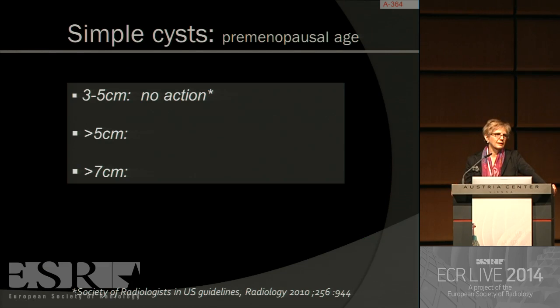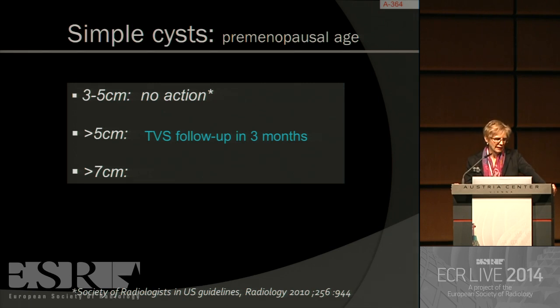So as these functional cysts are so commonly found, the Society of Radiologists in Ultrasound has recently suggested that if we have a lesion that is less than 5 centimeters in size, then we just shouldn't do anything. If a cystic lesion is larger than 5 centimeters in size, and she is of premenopausal age, then sonographic follow-up in a 3-month period is advised.